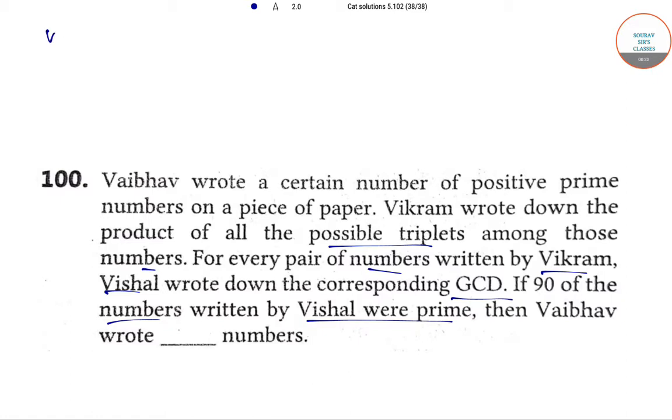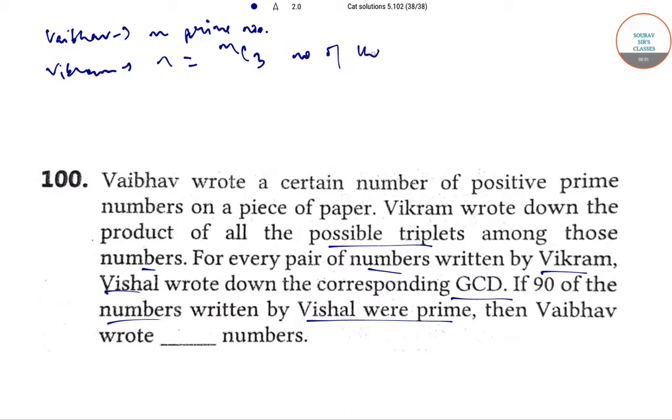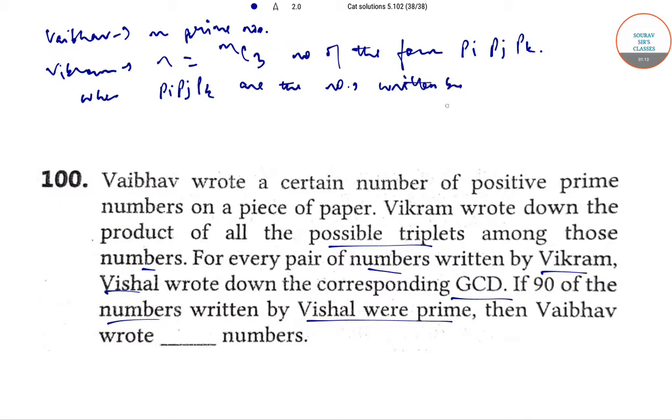So, say Vaibhav wrote m prime numbers. Then Vikram wrote down n is equal to MC3 numbers of the form Pi, Pj, Pk, where Pi, Pj, Pk are the numbers written by Vaibhav.